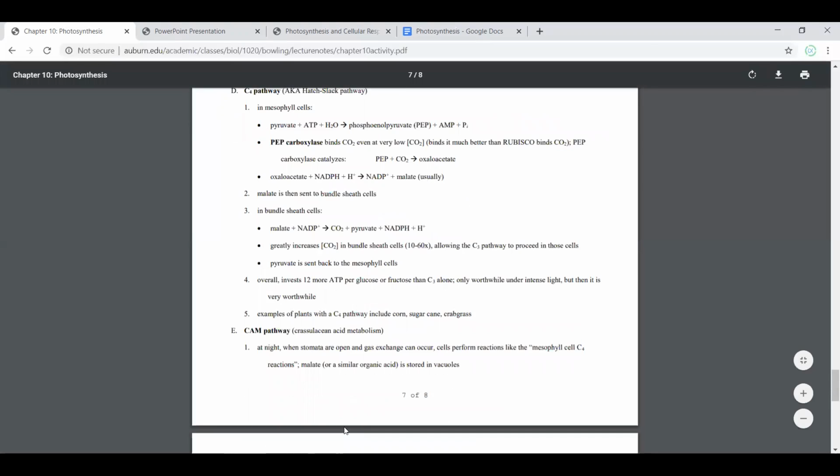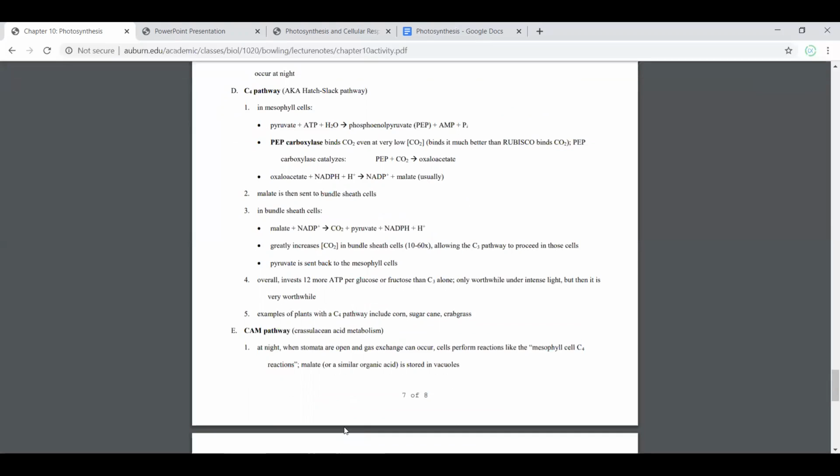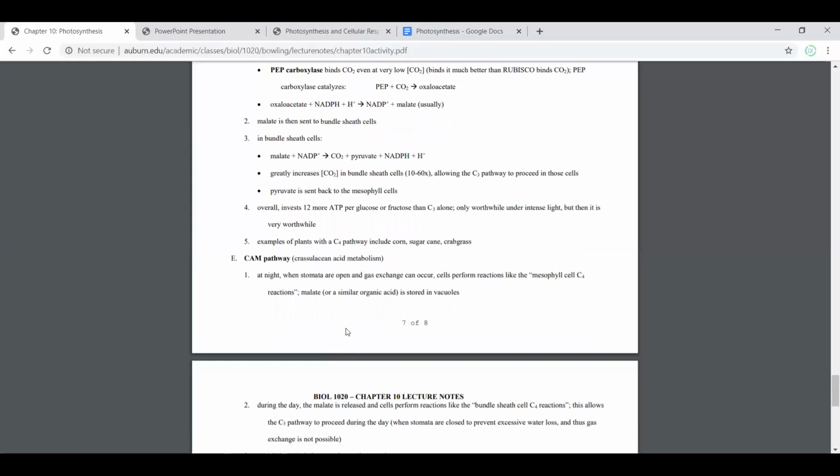Now, let's talk about the other pathway, the CAM pathway. CAM stands for crassulacean acid metabolism. Plants at night, it's much cooler than it is in the daytime. So this CAM pathway uses something called temporal separation. Temporal means time. So it actually separates the reactions of photosynthesis based on time.